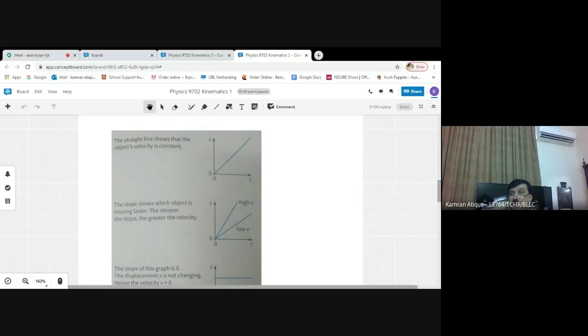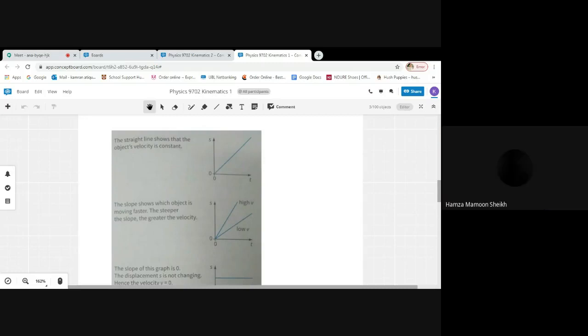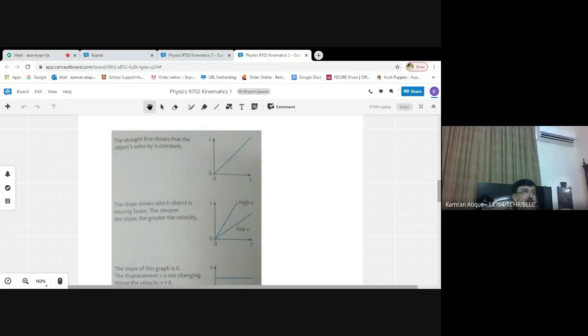So that's why I can use the term: the change in the quantity which is being plotted on the y-axis per unit change in the quantity which is being plotted on the x-axis, because x2 minus x1 is in the denominator. Right, Hamza? Yes, sir. This will be a part of my lecture number 3, inshallah.